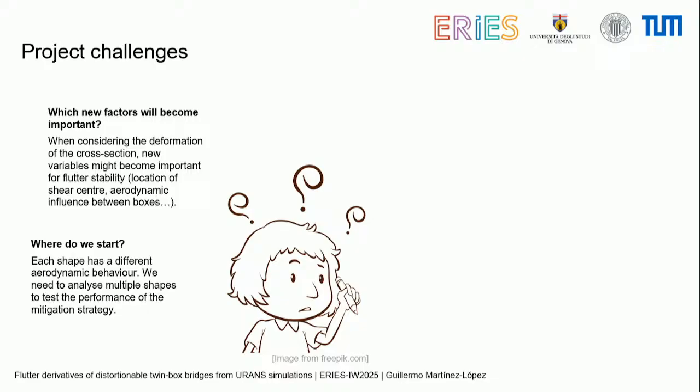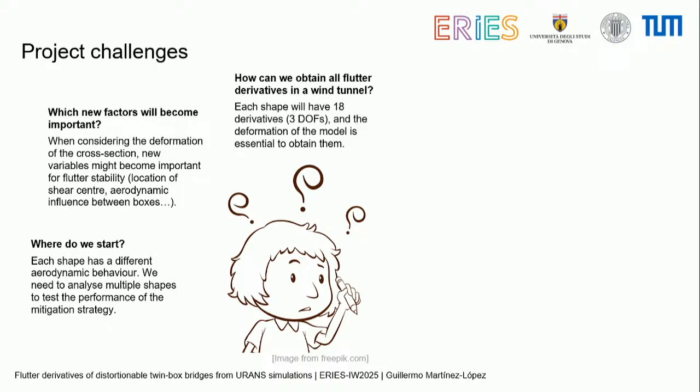For example, the horizontal distance between the shear center of one of the boxes and the center of mass. There's a horizontal shift, and in this case, since we are moving the cross-sections, the boxes individually, this might have an effect. And finally, how can we basically find 18 derivatives associated with 3 degrees of freedom in the wind tunnel? It's not an easy task.